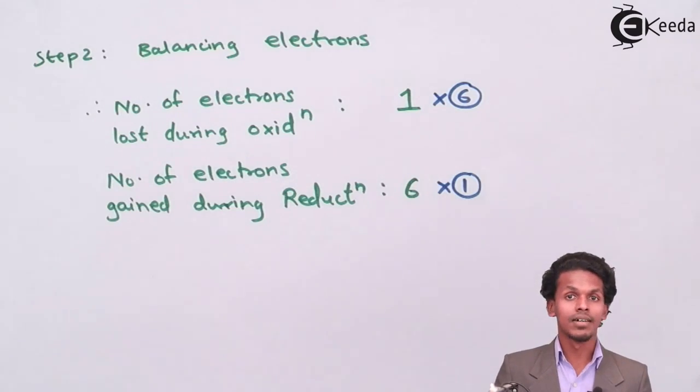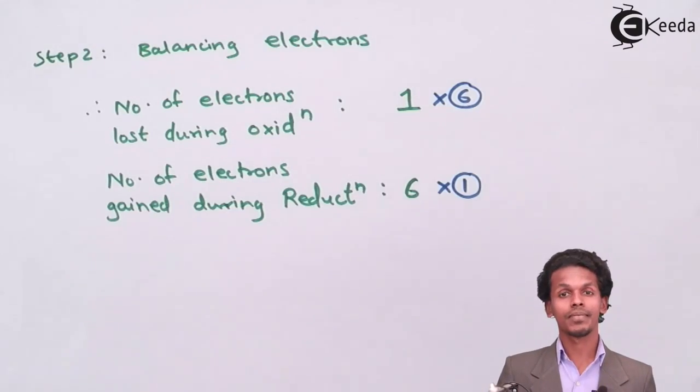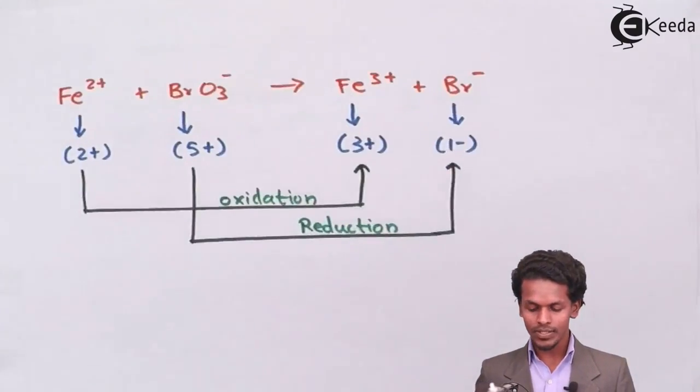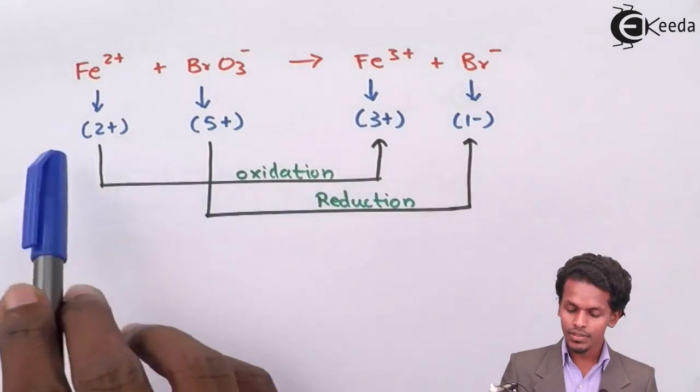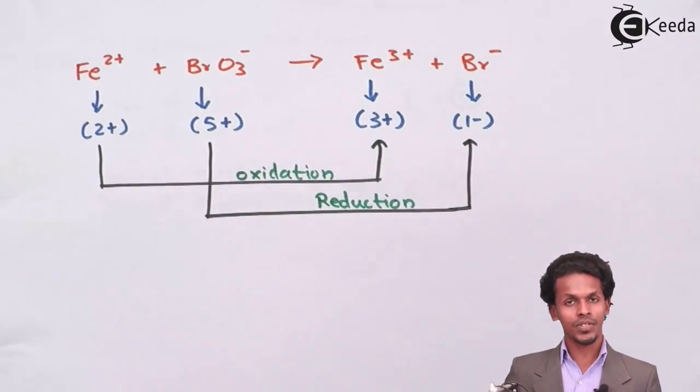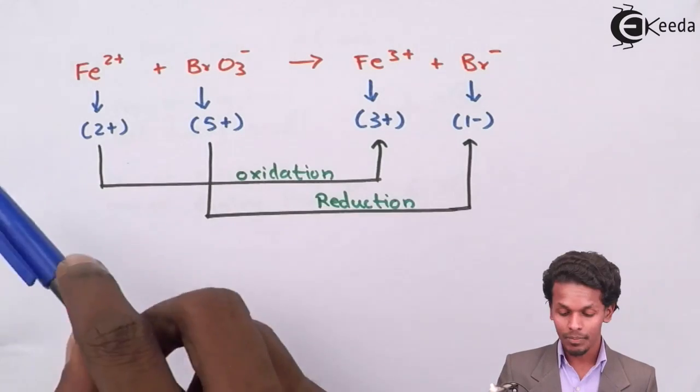So let us balance the previous equation. In the previous equation, the oxidation process should be multiplied by 6.